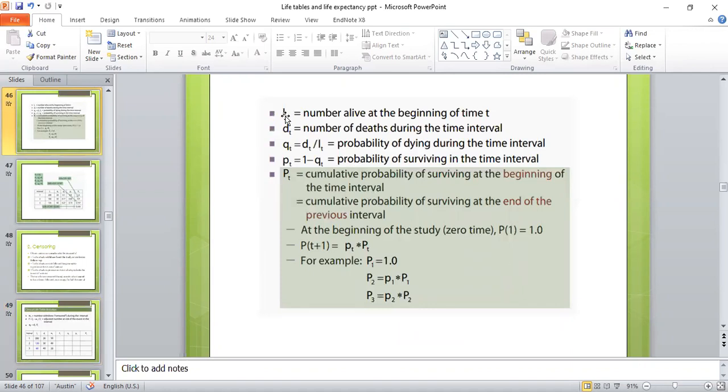Various notations are used. It is the number alive at the beginning of time t. Dt is the number of deaths during the time interval. Qt is the probability of dying during the time interval, which is calculated by dt divided by it. Pt is the probability of surviving, which is calculated as 1 minus qt, the probability of dying. And capital P t is the cumulative probability of surviving at the beginning of the time interval. For example, at the beginning of time, the probability is 1, and then P2 is equal to small p1 times capital P1, and P3 is small p2 times capital P2, the cumulative probability.